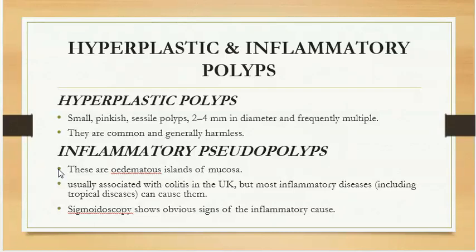Inflammatory pseudopolyps are basically edematous islands of mucosa. They are usually associated with colitis, but most inflammatory diseases, including tropical disease, can cause these inflammatory pseudopolyps. Even in ulcerative colitis, pseudopolyps are formed.